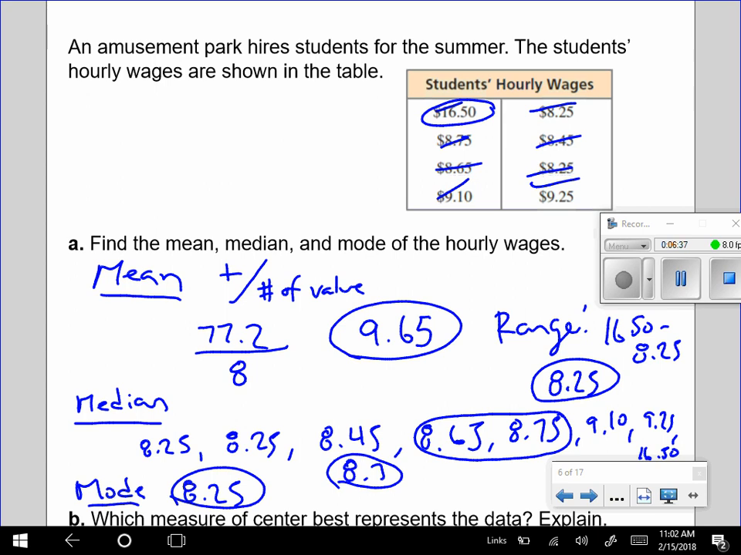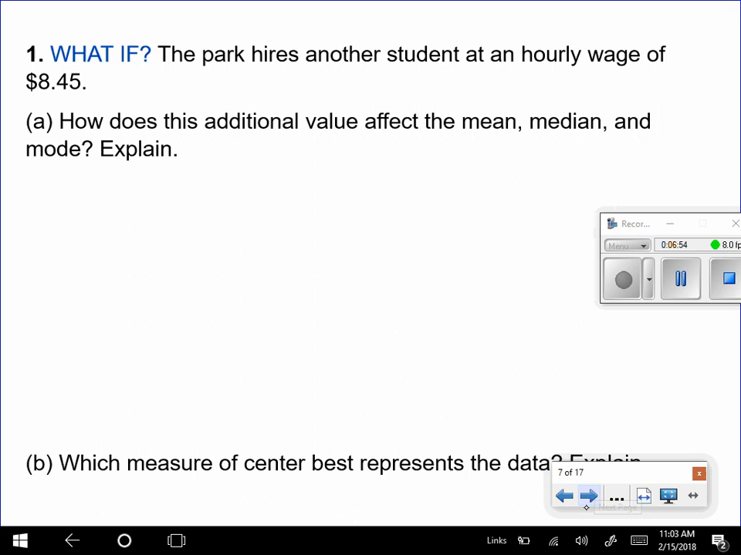So the best measure of central tendency here could probably be described as the median, because of our outlier. Normally the best measure of central tendency would be described as the mean. Something to keep in mind. Okay, let's look at this next question. It says the park hires another student at an hourly wage of $8.45. How does the additional value affect the mean, median, and mode?